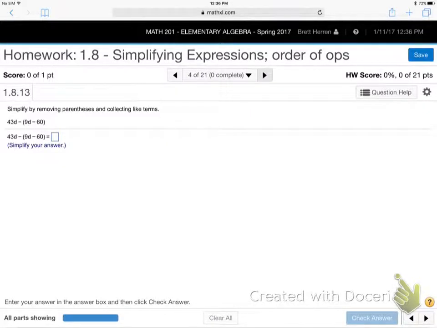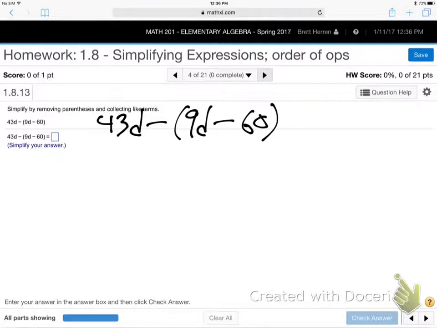Okay, so here we have 43d minus parentheses 9d minus 60. Okay, so what do we do first on this problem?